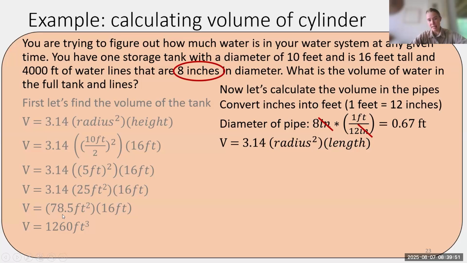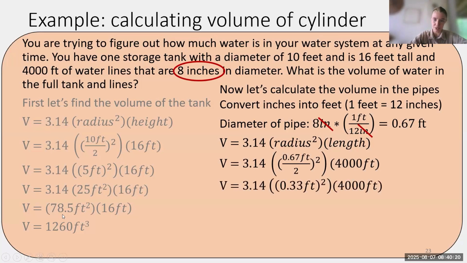So now we can take that number, that diameter, and put it into our volume equation for the pipe. It's going to be the same as the one before. So 3.14 times the radius squared times the length. And we know that the length is 44,000. And then to find the radius, right, because this is the diameter, we're going to just need to divide that number by 2. So 0.67 feet divided by 2, and then squared. And then we'll do what's inside the parentheses first.